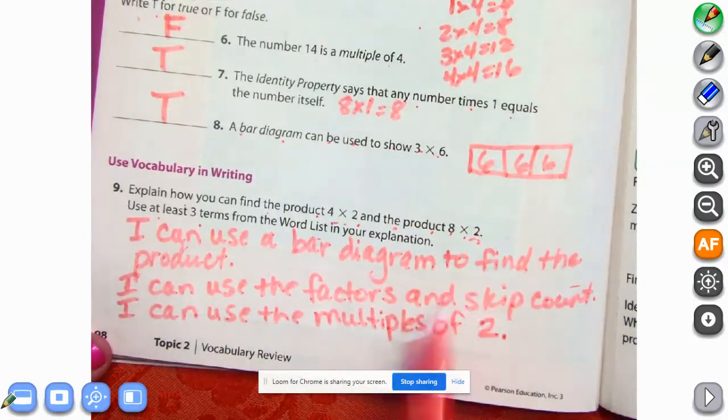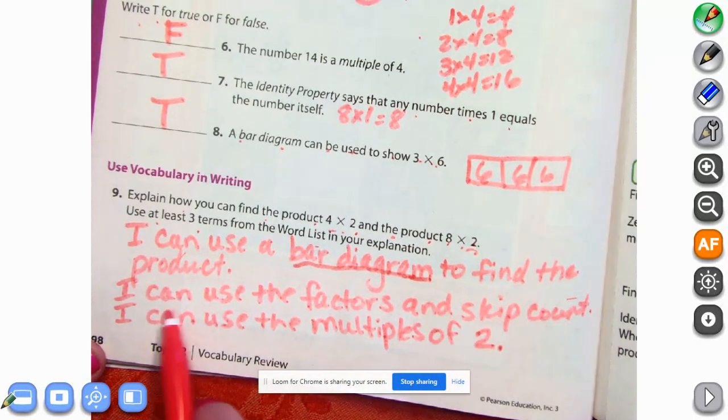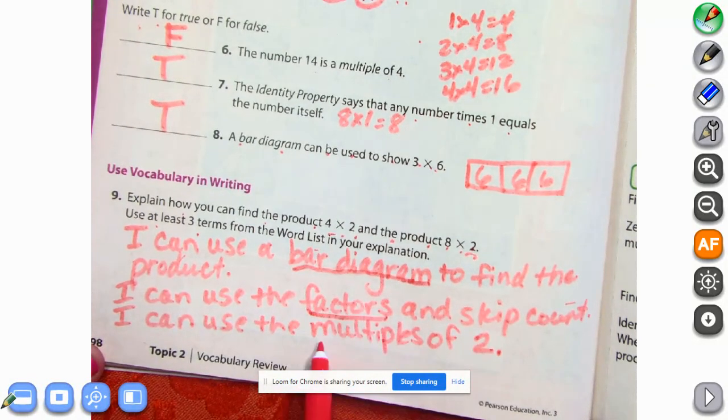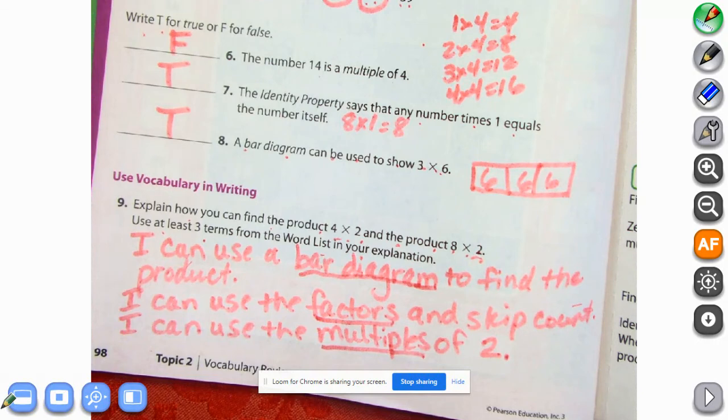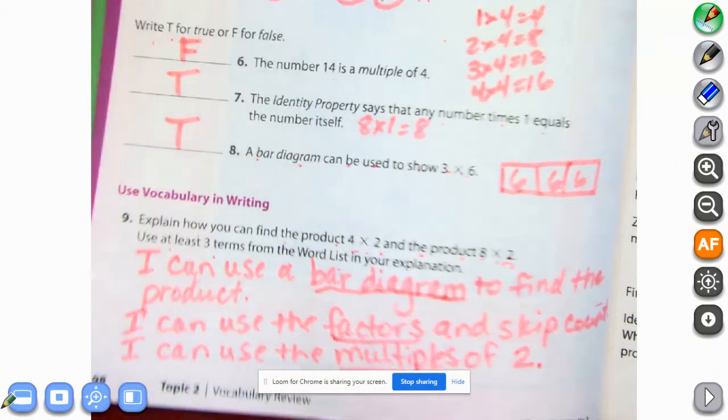So I can use a bar diagram. There's one of the vocab to find the product. I can use the factors and skip count. There's factors. We can use that one. I can use the multiples of 2. All right, go ahead and get that written down. Okay, if you're still writing, stop for a second and go hit pause, and then you can unpause it when you're done writing, okay? Go do that right now if you're still writing.